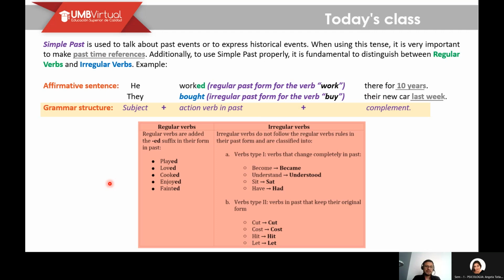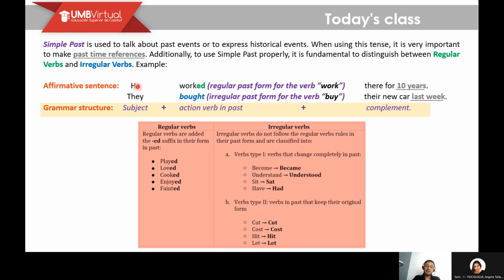All right. Simple past is used to talk about past events or express historical events. Using this tense it is very important to make past time references. Listo? Este es otro tiempo gramatical, simple past. Remember that we have two differentiations in terms of verbs, the regular and the irregular verbs.